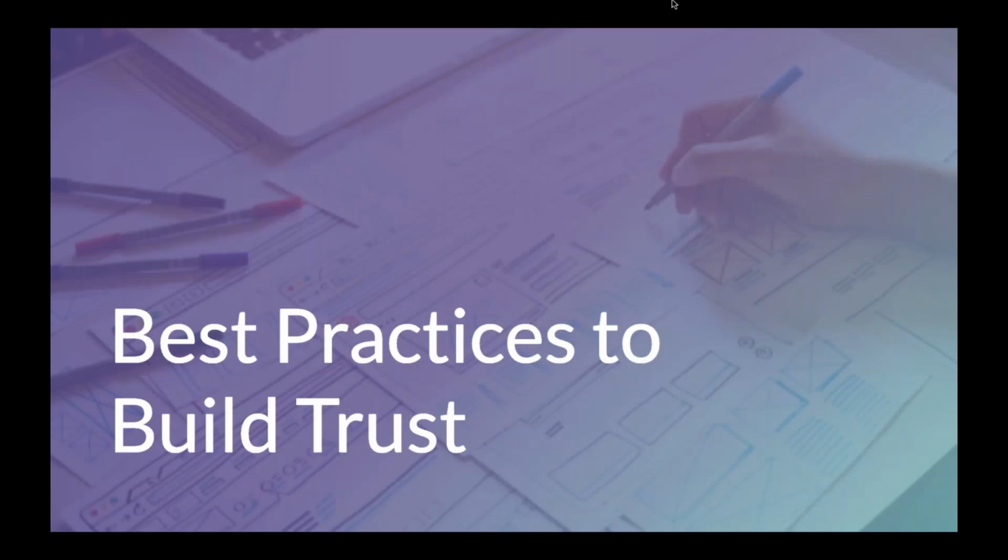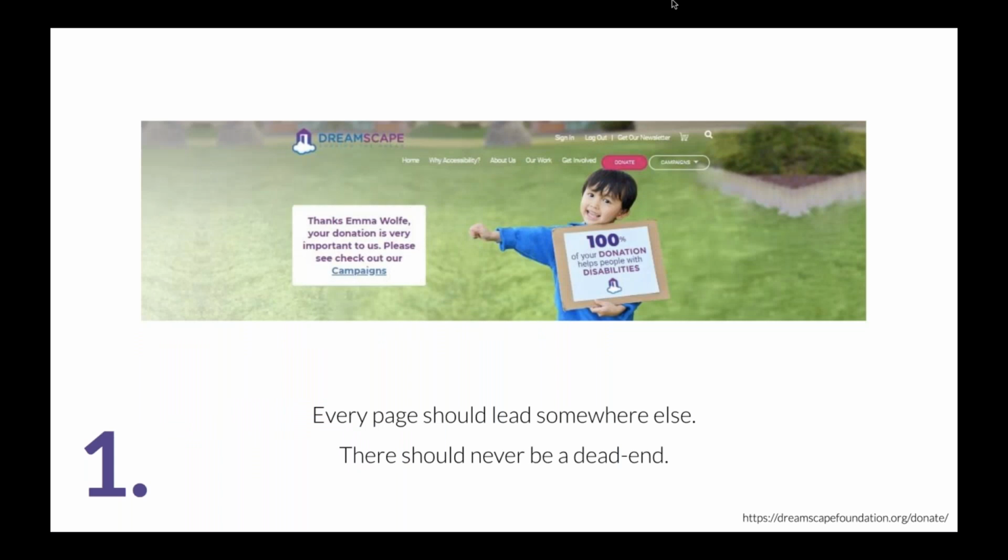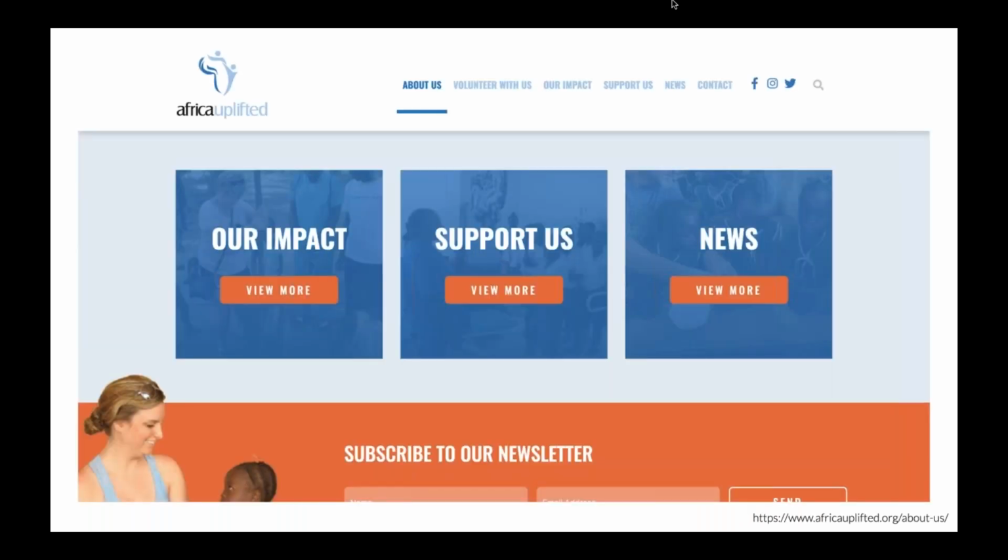And then the last little bit, I'm going to run through a few best practices to build trust. I'm going to run through it a little bit quicker for the sake of time. So here we go. The first one, every page should lead somewhere else. You should never, ever come to a dead end, whether that be in your snippets or on your homepage or on a different page. Or after you've donated, like Dreamscape here, please check out our campaigns. It takes them somewhere else. This is an example from Africa Uplifted at the end of one of their internal pages. They have continued reading for people to learn more.